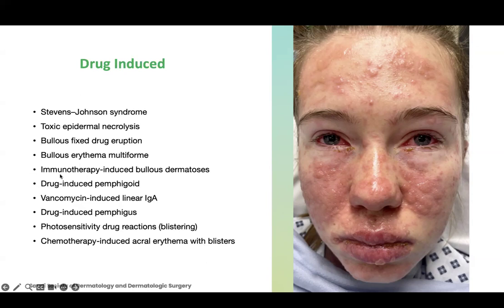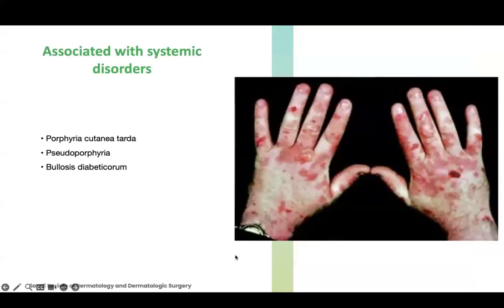And with the new medications, the targeted immunotherapy medications for many indications, they can present with bullous dermatosis. So this is an important entity, immunotherapy-induced bullous dermatosis. There is also a photosensitivity drug reaction with blistering and sunburn-like appearance, and there are many medications that can induce different types of autoimmune blistering diseases. Then we have blistering diseases that are associated with systemic disorders, like we can see here in this picture with porphyria cutanea tarda. And there are also blisters that occur in diabetic patients. We call them bullosis diabeticorum.